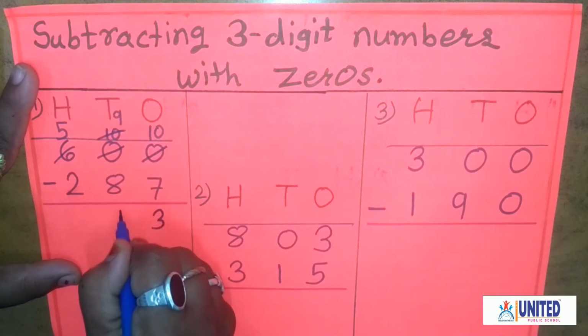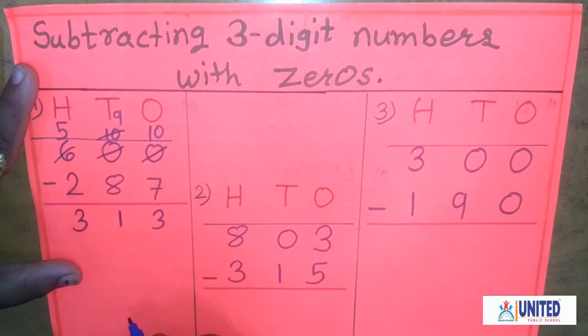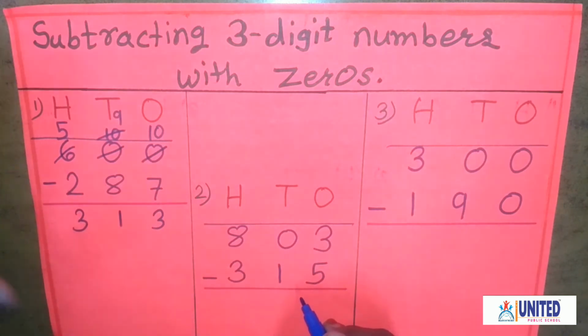9 minus 8 is 1. And 5 minus 2 is 3. So our answer is 330. Okay. Let us see another example.